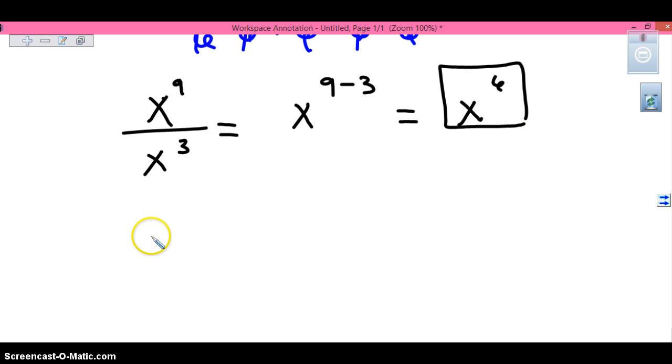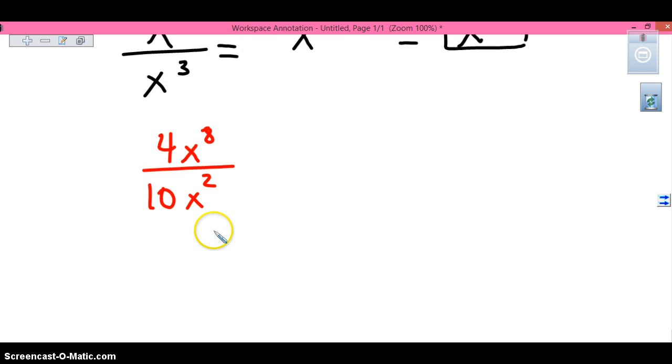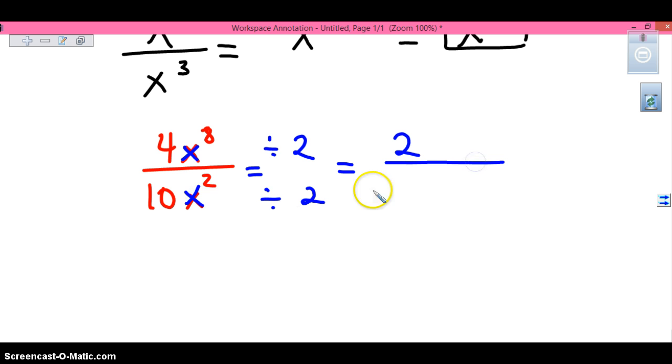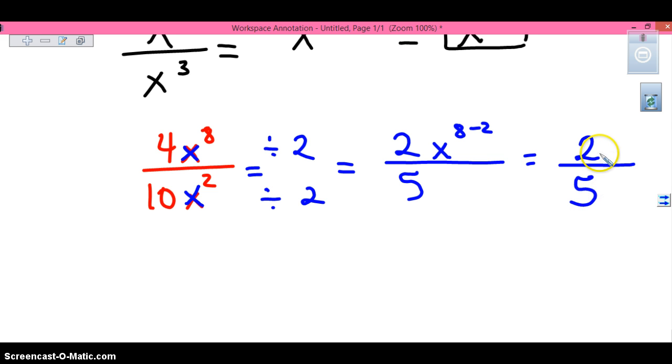If we have 4x to the 8th power over 10x squared, do our exponents have a common base? Yes. What about 4 and 10? Can we simplify 4 and 10? They're both divisible by 2. So 4 divided by 2 is 2. 10 divided by 2 is 5. Then we can say x to the 8 minus 2. So we're left with 2/5, or 2x to the 6th power over 5.